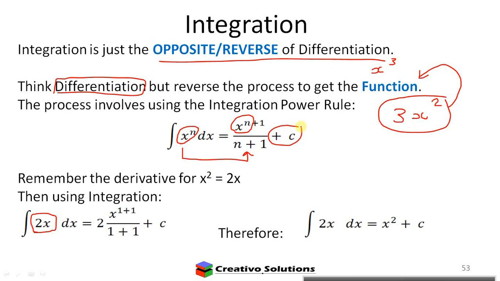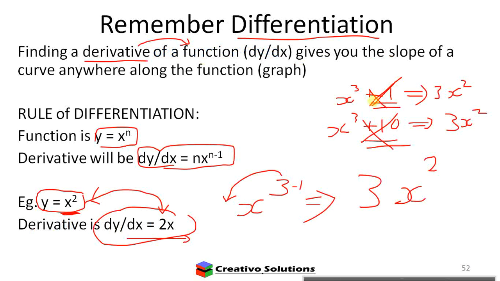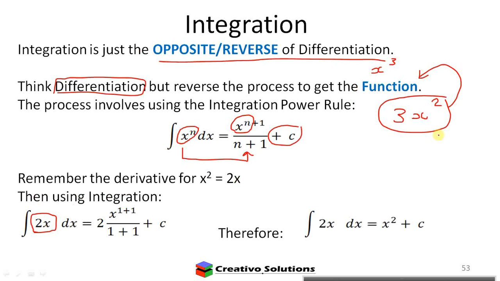Why do you add c? Because any constant that's derived gives you 0. So it could be plus c, it could be any c. It could be 1,000,000, it could be 500, it could be 10, it could be 0,5. It doesn't matter what it is, it'll still land up at 0 and fall away. Okay, good. Right, so what am I going to do with 2x? Well, what do I have here? I have a 2 and I have an x.